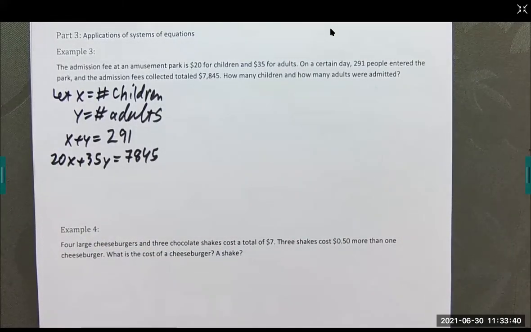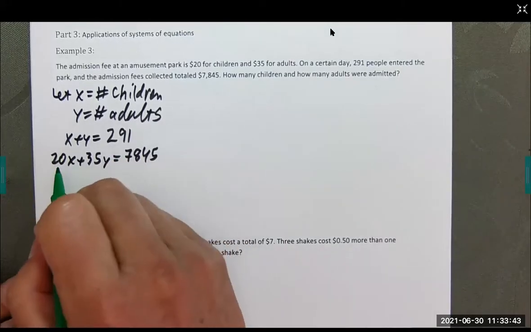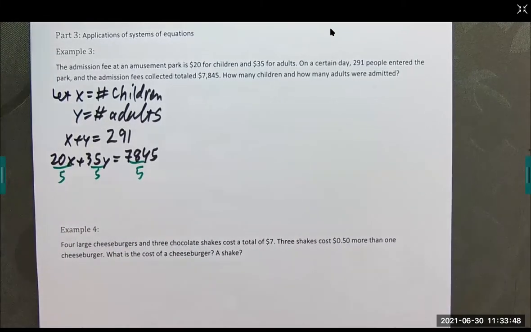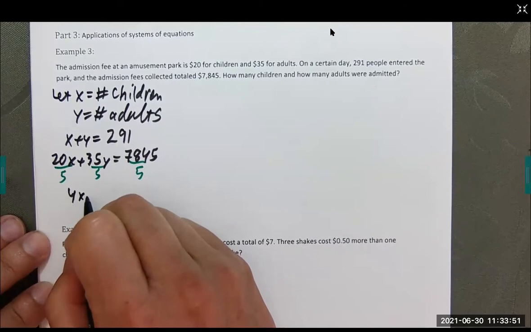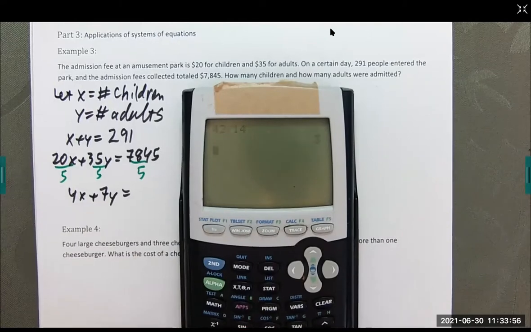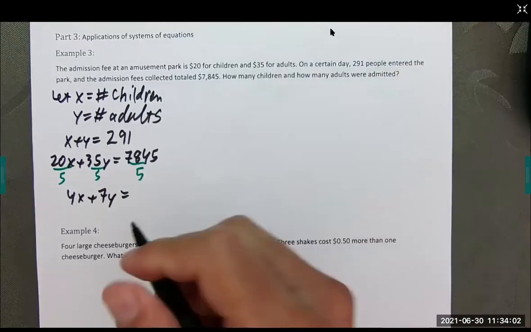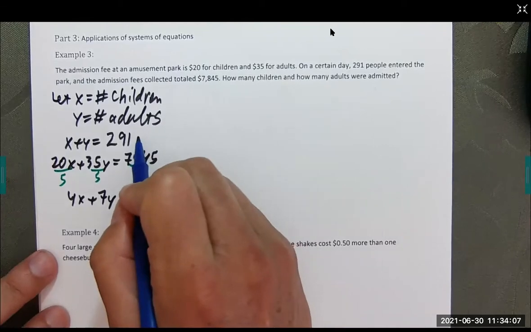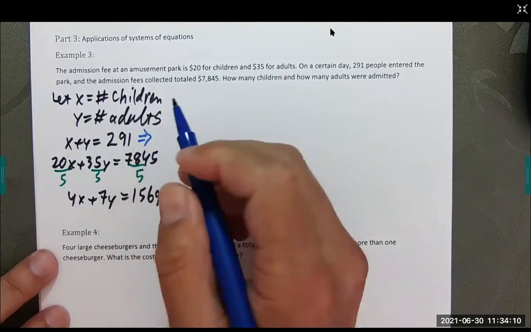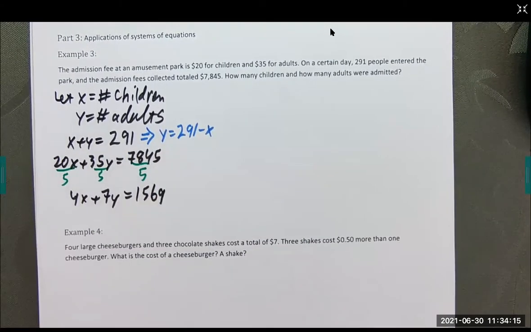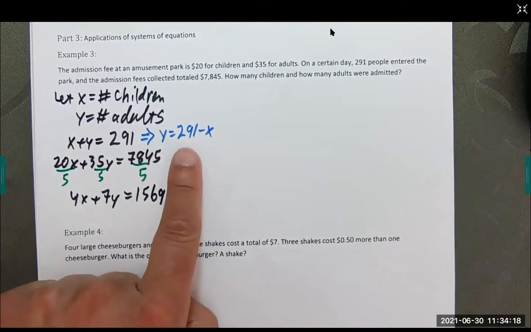Now, it looks to me like we can divide that 5 out of the second one here. Let's make these numbers a little nicer. That'll be 4x plus 7y equals 7,845 divided by 5, 1,569. And I'm going to rewrite this one. I'm going to do the substitution method, and I'm going to write that y equals 291 minus x. So all I do is subtract an x from both sides. And I'm going to substitute this now into here.